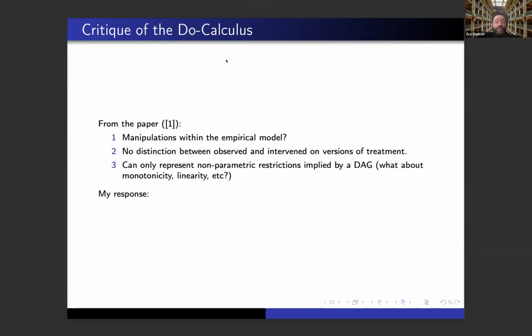Okay, now this is more from the paper. The version of the paper that I've read, which may be out of date, claims that manipulations in the do-calculus are within the empirical model, so within the observed data distribution, which is sometimes how Pearl describes it. Like you start with a normal structural equation, you replace it by a constant. The second critique is there's no distinction between observed and intervened on versions of treatment. And finally, you can only represent non-parametric Markov restrictions implied by the DAG. And what about these other things like monotonicity, linearity, rank preservation, and so on?